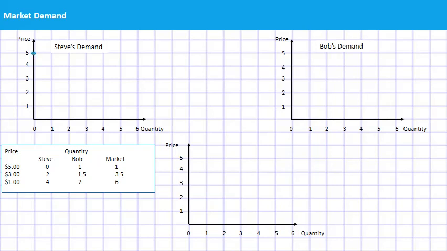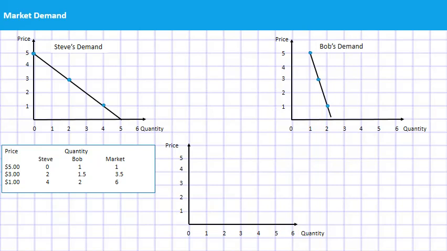So let's start with Steve. At $5, Steve won't buy any ice cream cones. Then you'll see here at $3 he'll buy 2. And then at $1 he'll buy 4. So there's our plots, and then there's our line. So that represents Steve's individual demand curve. Now when we go to Bob, we graph his points, and notice Bob's is much different. So there's Bob's demand curve. So Steve and Bob have two different demand curves.